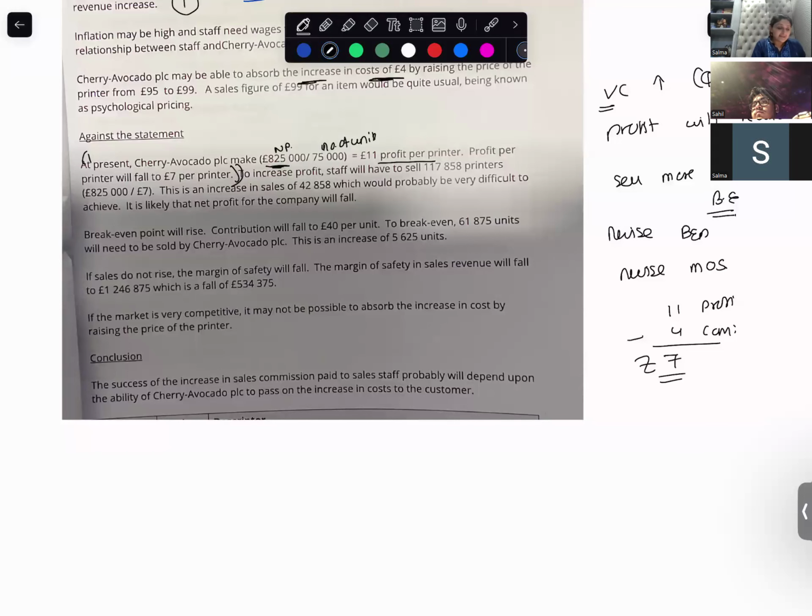The margin of safety is much lower. Writing this much is sufficient. I need to write only for 6 marks, right? One I will write this, one I will write this.